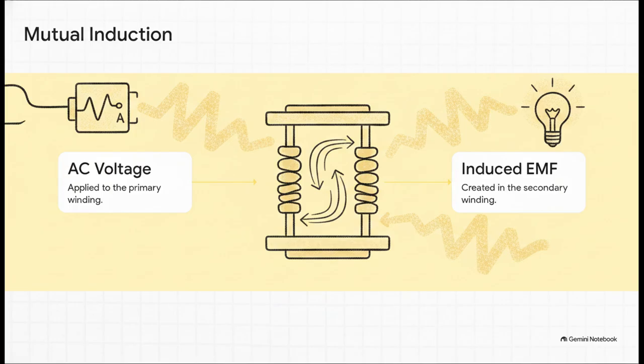Transformers operate on Faraday's law of mutual induction, and they rely entirely on channeling this flux we've been talking about. First, an alternating current voltage is applied to the primary winding. This creates an alternating magnetic flux that's channeled right through the iron core. This moving flux then links to a secondary winding, inducing a brand new electromotive force, or EMF, on the other side. The craziest part? The primary and secondary wires literally never touch. The power is transferred entirely over this invisible bridge of magnetic flux.